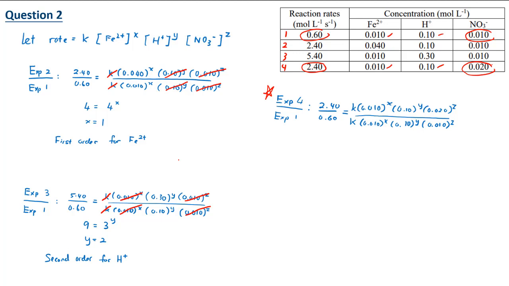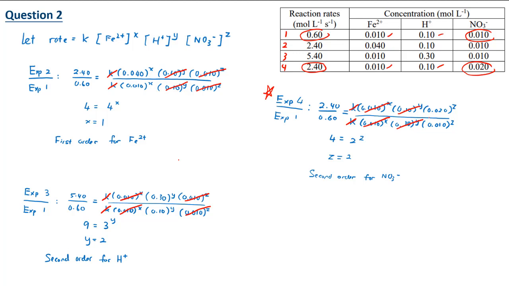Okay, so the rate constant, we can cancel off. Fe2 plus cancel off, and then for Y also we cancel off, left with the unknown Z. So solving this, we'll get a second order for the nitrate ion.